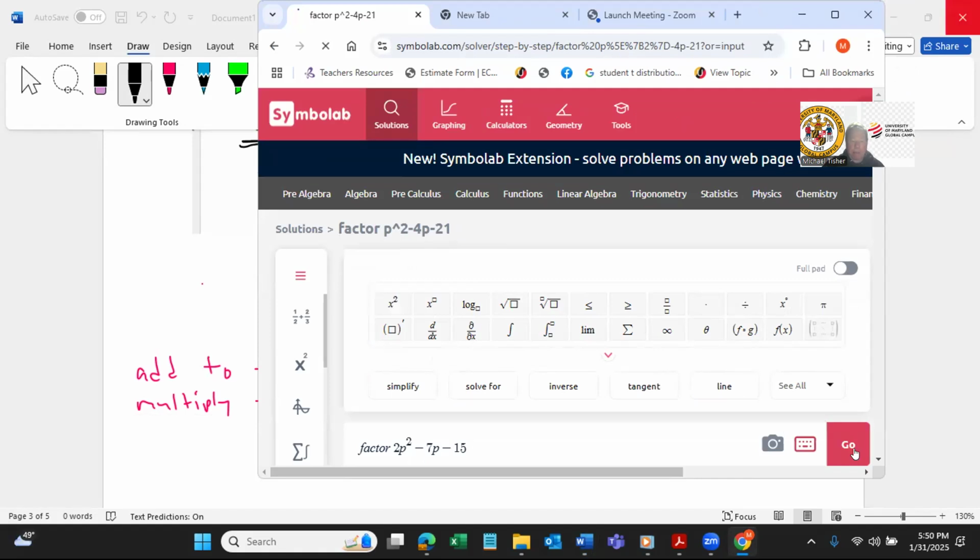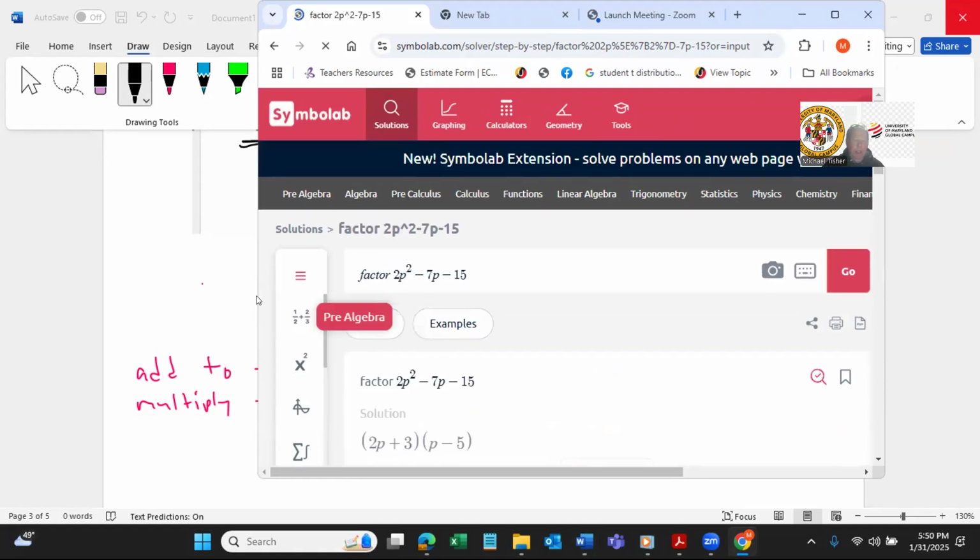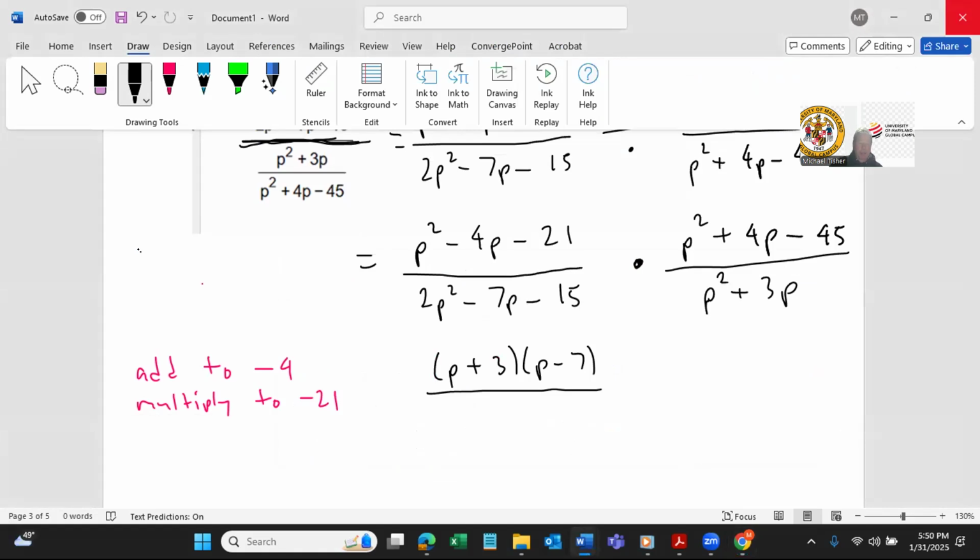Let's go. And it tells us 2p plus 3 times p minus 5. Let's double check that to make sure that's what we have. 2p plus 3 times p minus 5.